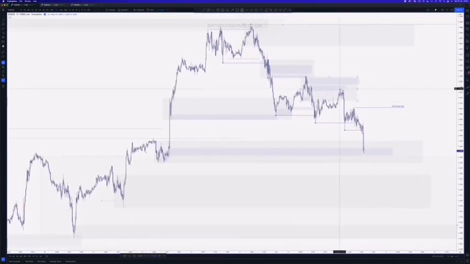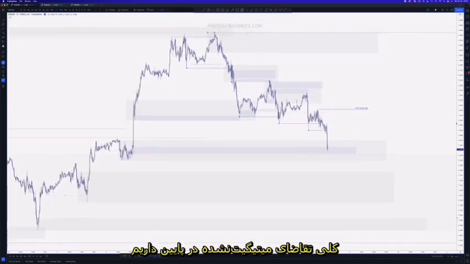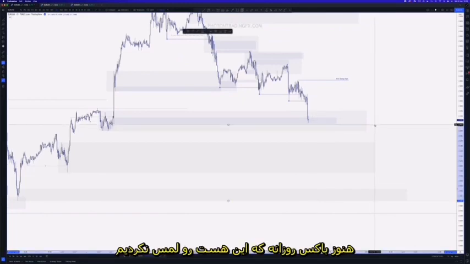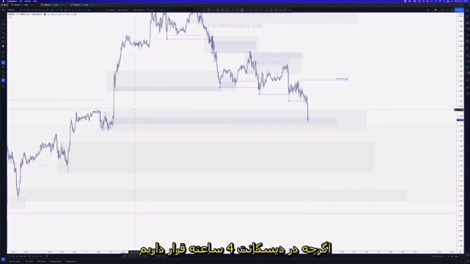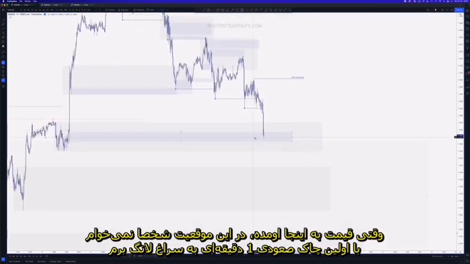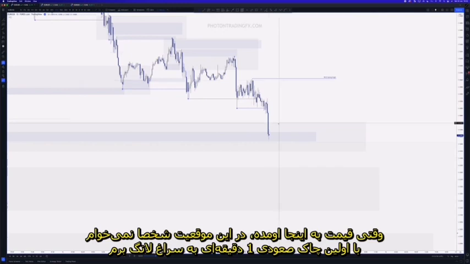But don't forget to zoom out, right? We have a lot of our mitigated demand below. We're coming down with a lot of momentum. We haven't quite hit our daily box yet, which is this box here. We are in the discount, however. But if price comes into here, me personally, in this situation, I'm not going to want to jump into the first M1 bullish chock right on the M1 time frame.